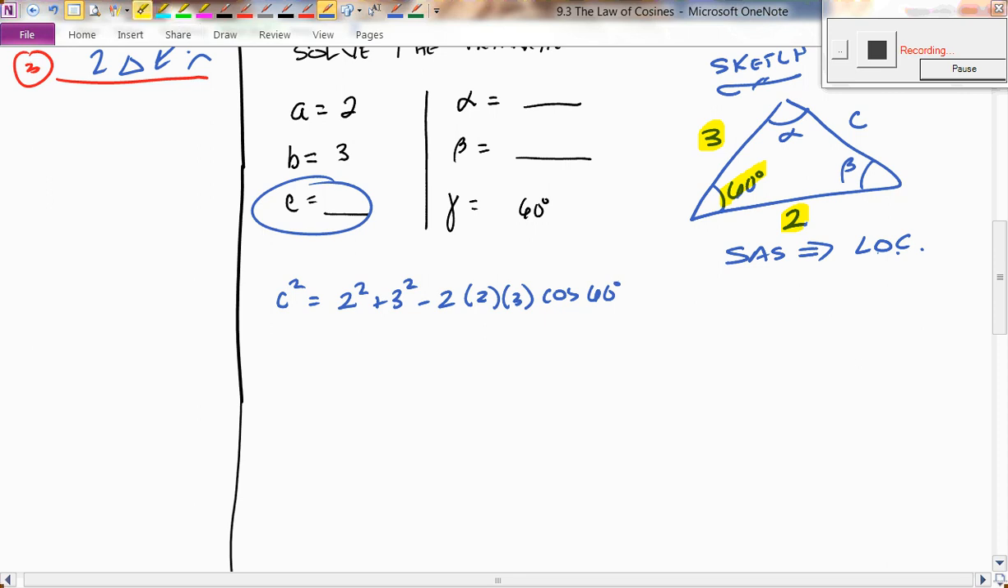Now here's where students make a big mistake. They put whatever answer is here. They put a 2 there, and then they put a 2 over there, but really, when we actually work this out, C squared is going to be 4 plus 9 minus 2 times 3 times the cosine of 60 degrees. So do you see what I'm saying? They will accidentally put a 4 where the 2 is. You guys see what I'm saying?